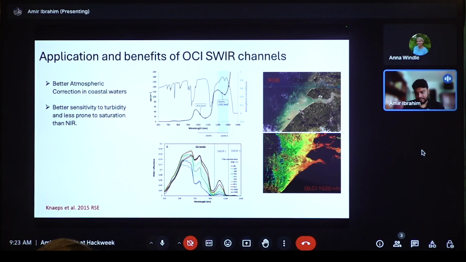And this is an example, data from OLCI at 1020 nanometer, where you would expect, in the open ocean conditions, a very dark signal. But in fact, if you look at very coastal estuaries, you see that even at the 1020 nanometer shortwave infrared, the signal is still high, and you need to go further into the infrared in order to separate the ocean from the atmosphere.